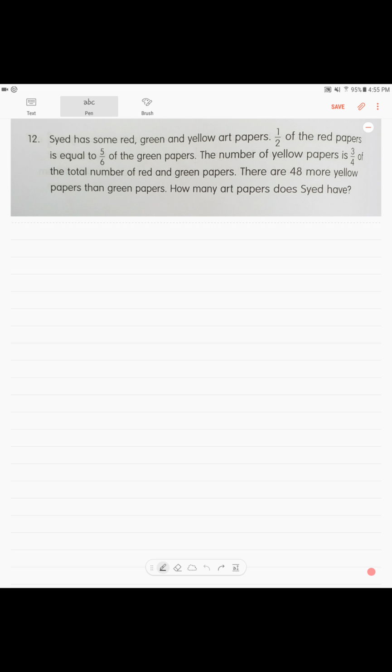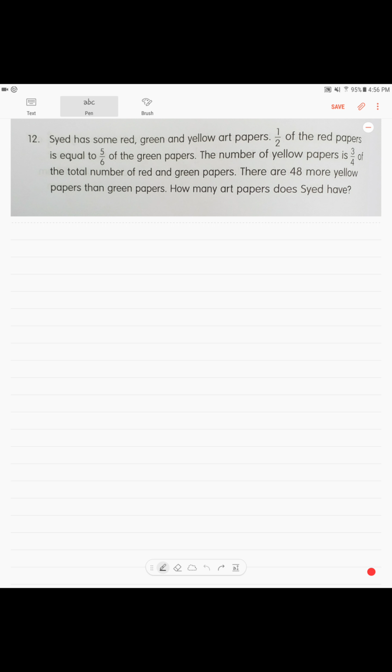Okay, next problem, problem 12. Alright, pause the video, take your time, read the problem. And we will carry on with the solution. Right, Syed, how do you pronounce that name? Syed had some red, green, and yellow art papers, right? Half of the red papers is equal to 5/6 of the green papers. The number of yellow papers is 3/4 of the total number of red and green papers.